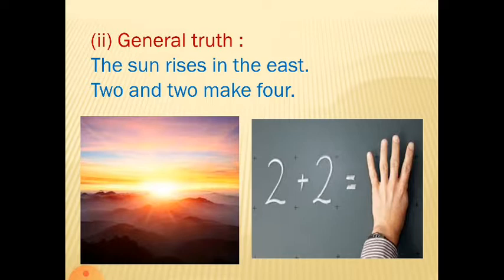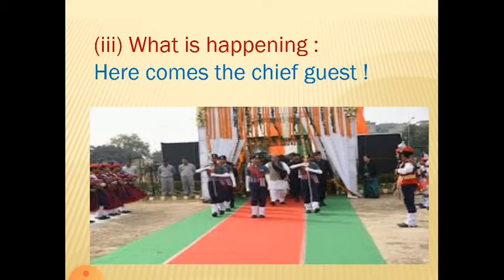As I said just now, general truth. The sun rises in the east. So that is a general truth. 2 and 2 makes 4. Now that is a general truth. We cannot say 2 and 2 makes 5. And we cannot say that 2 and 3 makes 4. So 2 and 2 makes 4. Actually that is a proverb, but it is a general truth, and so it is used in the simple present tense.